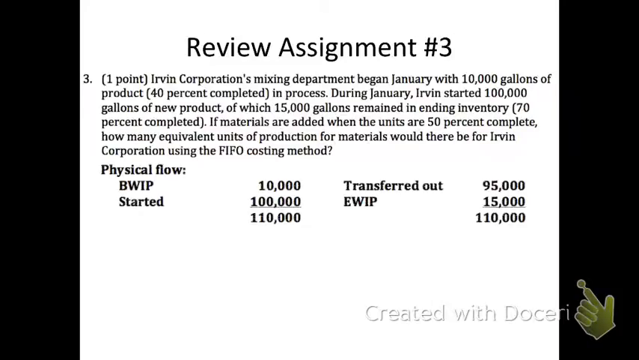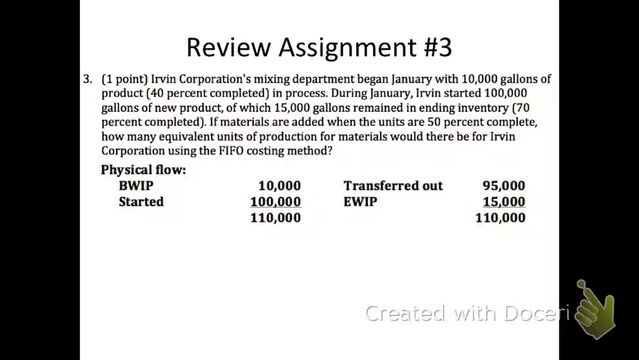If you look at the physical flow here, we have 10,000 units, 100,000 started, and so we have to account for 110,000 units. We know that 15,000 of those units end up in ending work in process, which means that 95,000 of those units are transferred out. Now, of the 95,000 that were transferred out, 10,000 came from beginning work in process, so we actually have 85,000 units started and completed.